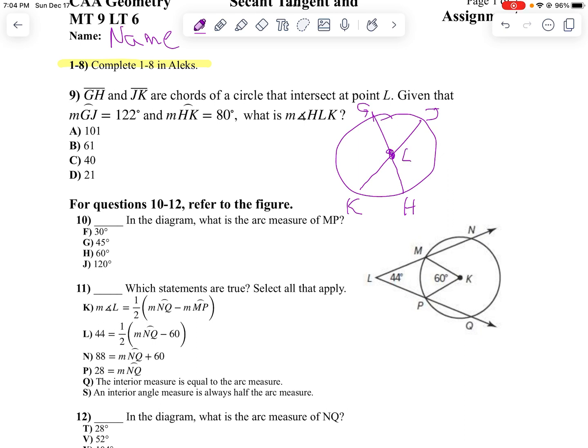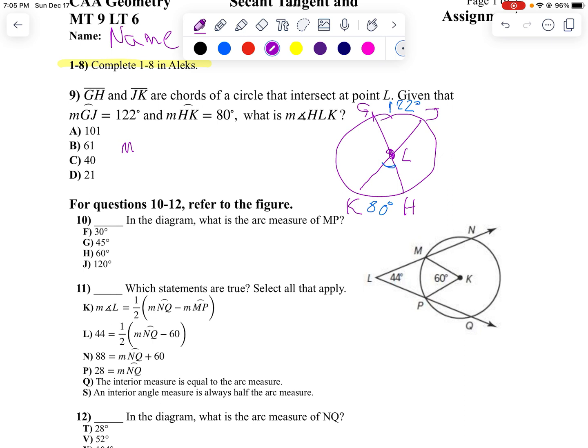Now we're told, I didn't draw it to scale obviously, we're told G to J is 122 degrees. We're told H to K is 80 degrees. And we want to find HLK. We want to find that angle. Well, that's pretty basic from our seminar.